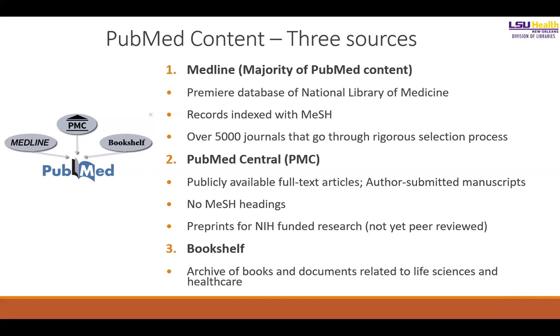These records are indexed with their medical subject headings, and only the Medline articles are indexed with these headings. So these are essentially tags that the NLM adds to each Medline article that indicates the topics and subjects of the article. And I will show you what those look like when we go to the record. So Medline is made up of over 5,000 journals that go through a rigorous selection process that is continually reviewed. So if something is a Medline article, it's been vetted as a high quality biomedical journal.